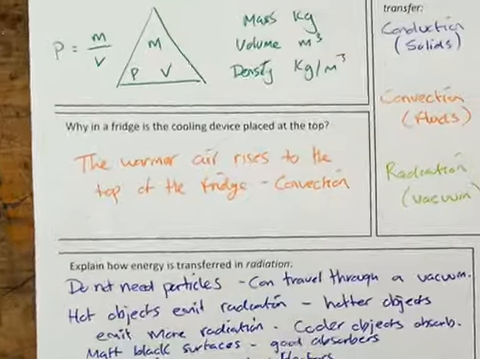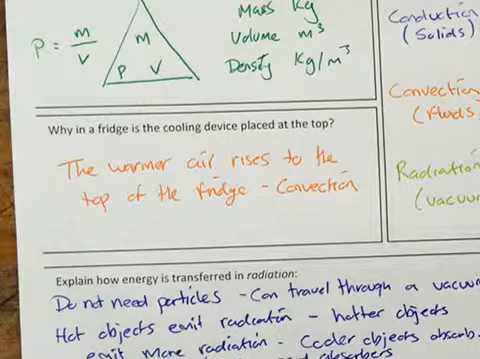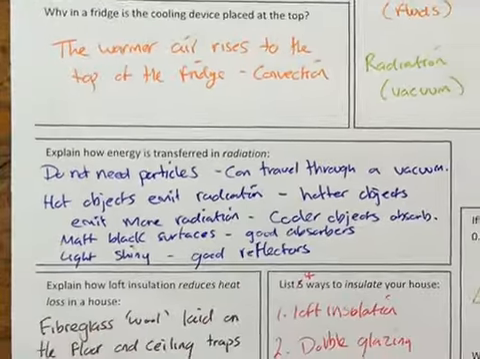Now I can go back down to this bit. Why in a fridge is the cooling device placed at the top? Well, now it's obvious, because the warmer air rises to the top of the fridge via convection. All right. Explain how energy is transferred in radiation.